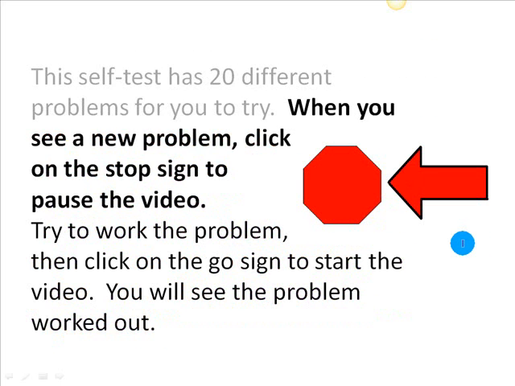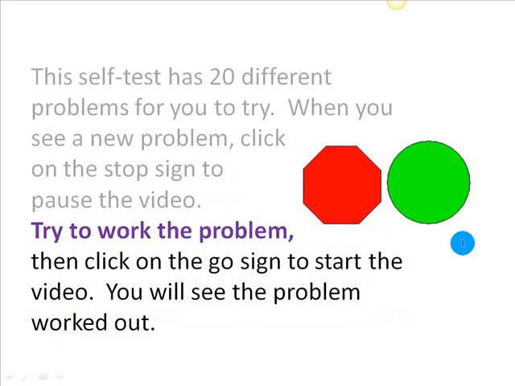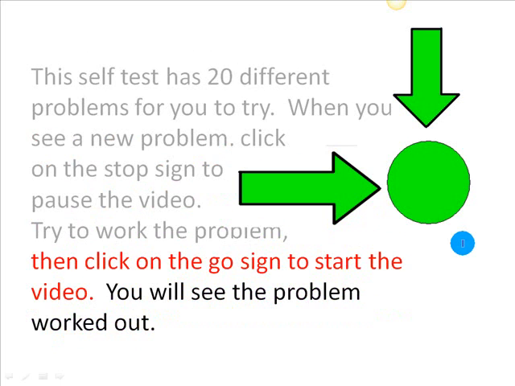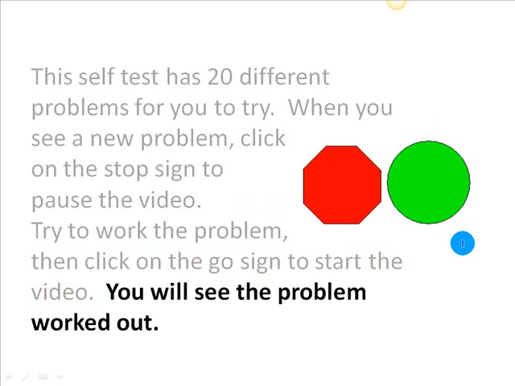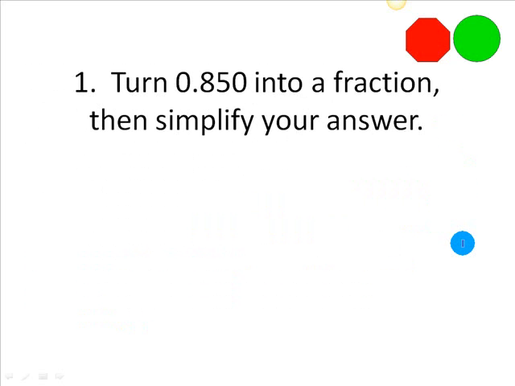When you see a new problem, click on the stop sign that's up in the upper right-hand corner. This will pause the video. Try to work through the problem on a piece of scratch paper, and then click on the go sign up in the upper right-hand corner to restart the video, and you'll see the problem worked out. All right, number one, turn 0.850 into a fraction. Then simplify your answer. This is kind of a two-step thing. First, you have to make a fraction. Then you have to simplify your answer. Click on the stop sign, and then try to work it out yourself.